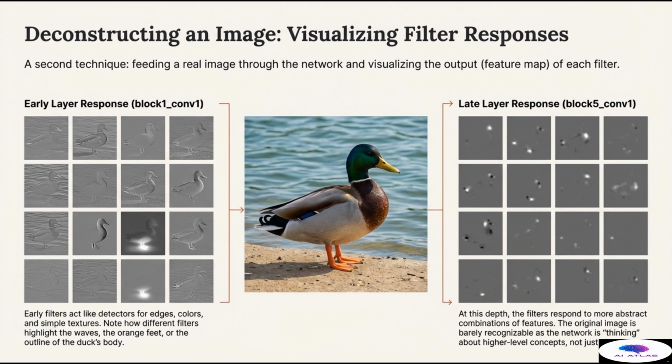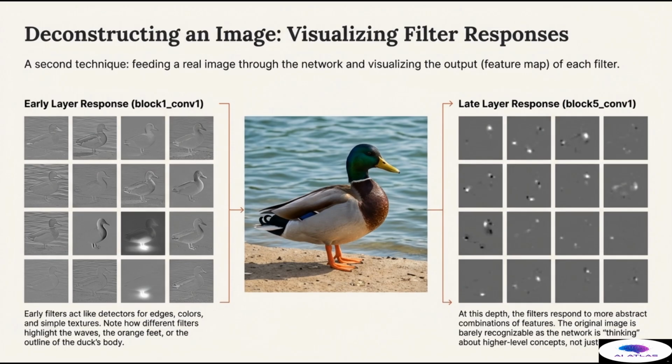Observe the early layer response from Block 1 Conv1 on the left. The feature maps are still relatively faithful to the input image, serving as basic detectors. Different filters focus on different low-level attributes. Some highlight the sharp edges that define the outline of the duck's body against the background, others accentuate the texture and movement of the water, while still others selectively respond only to the orange color of the duck's feet.